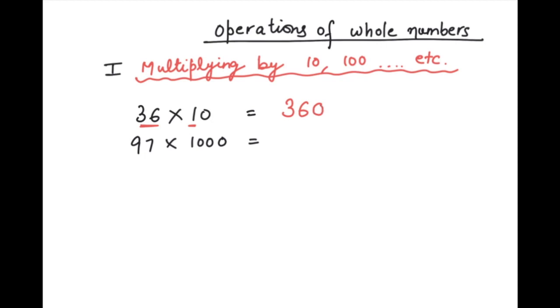Again, another example, 97 times 1,000. So it will be 97. And then how many zeros? 1, 2, 3. So that's your answer. One more example.